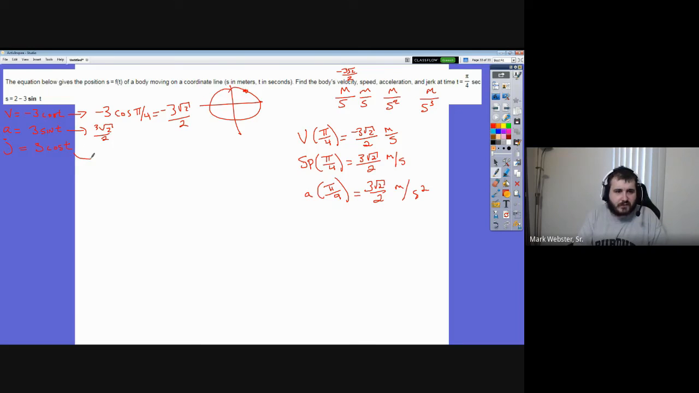And then jerk, we're going to find, again, we plug it in, 3 radical 2 over 2 is what we come out with. So our jerk function at pi over 4 is going to be 3 radical 2 over 2 meters per second. Now we've gone one derivative more, so it's not squared anymore, it's cubed. And there we go.